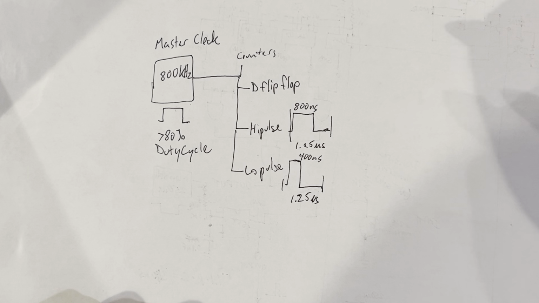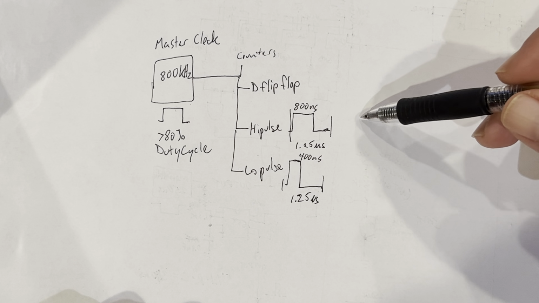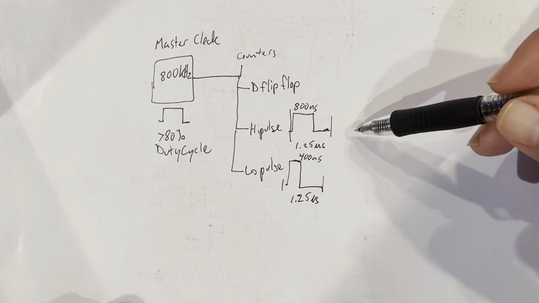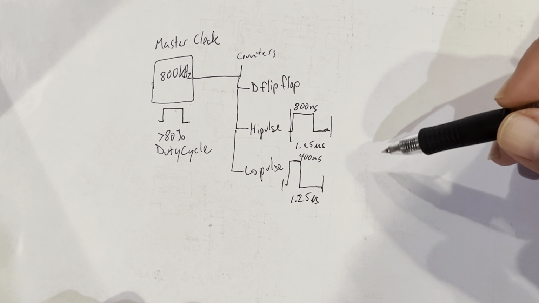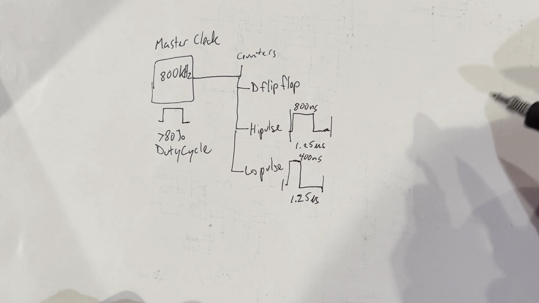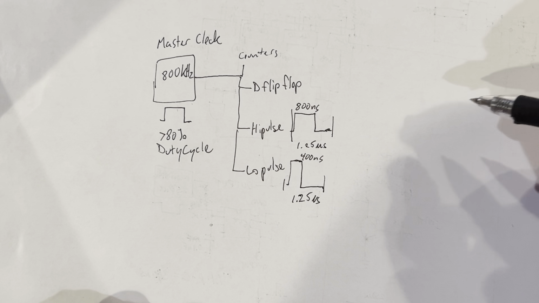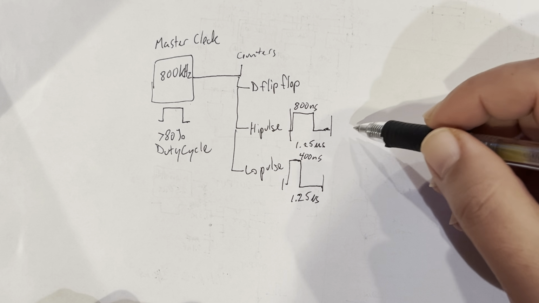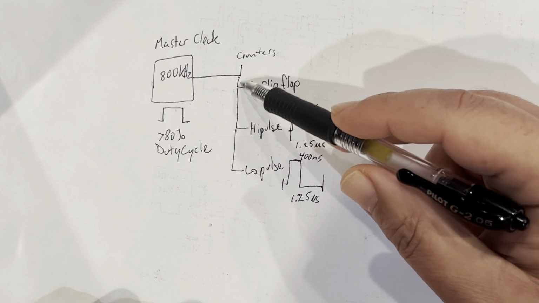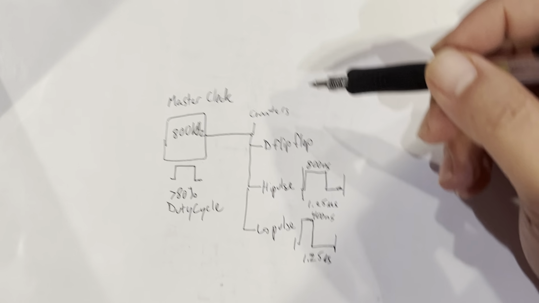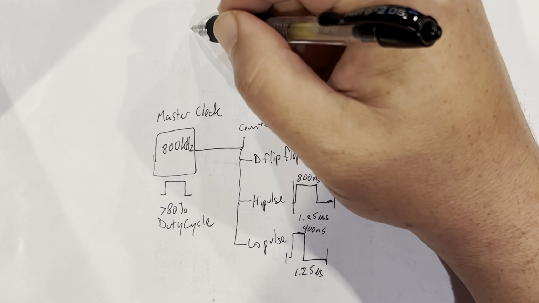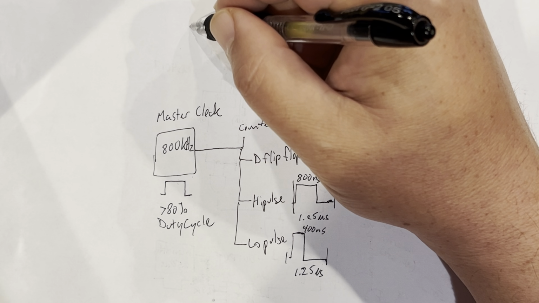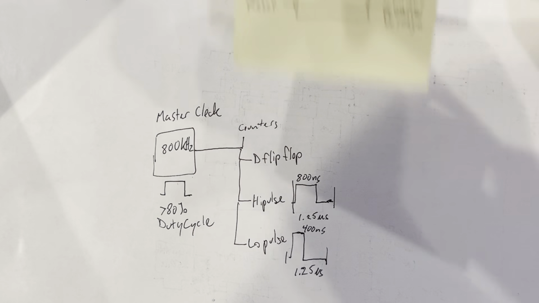Now, I'm going to talk about the way this should be done, and then I'll tell you why it didn't work for me and what I did to compensate for it. So the correct way to do it is to have this master clock going into a monostable pulse generator. So the simplest thing to do would be to take a 555 timer.